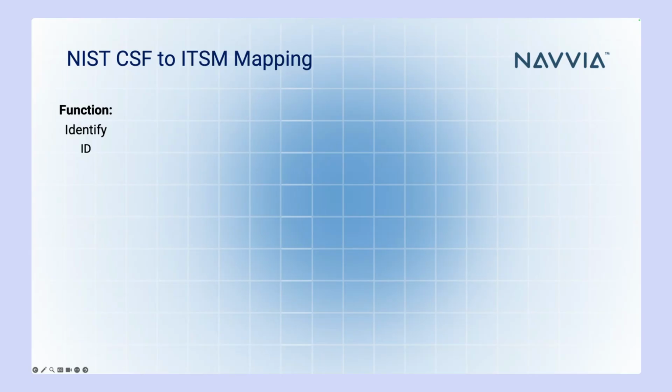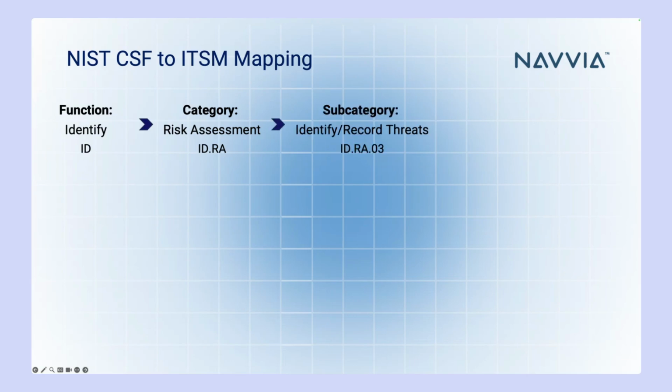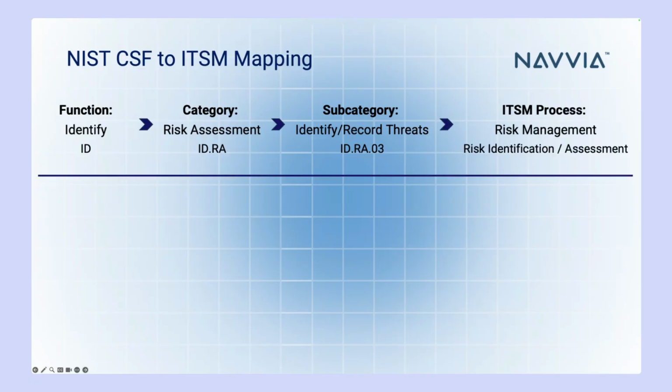Let's start with the identify function, ID. That can move into risk assessment, so that's ID.RA. Now we're interested in making sure we have identified one of the subcategories in risk assessment: identifying and recording threats. How do you do that? You need an ITSM process in place, the risk management process. There's a specific activity and task in the risk management process which guides you to identify risks, record them in your risk register, and assess and prioritize them. So there's a direct correlation.